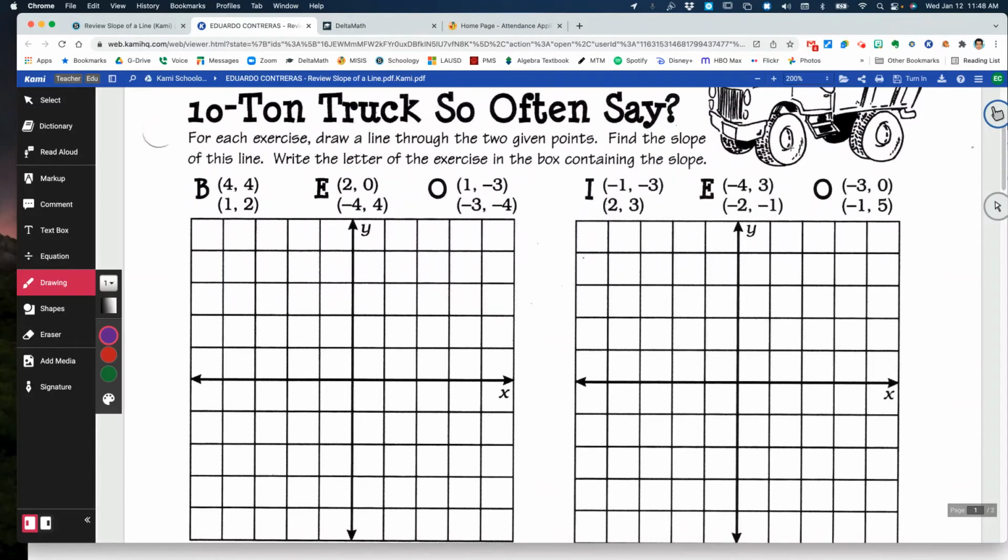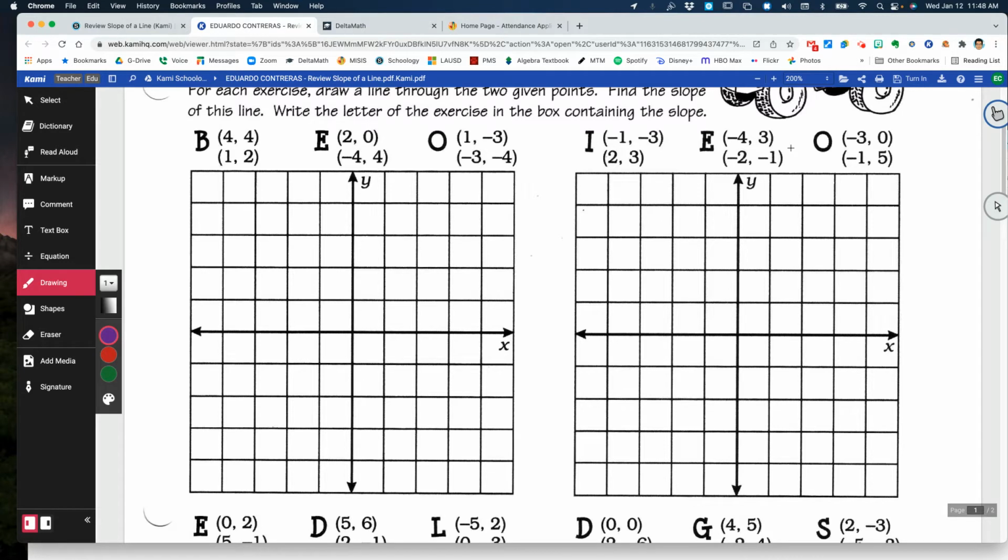So let's begin. The directions for this part say for each exercise, draw a line through the two given points, find the slope of this line, write the letter of the exercise in the box containing the slope. So what we're going to do first is plot points 4, 4, and 1, 2.